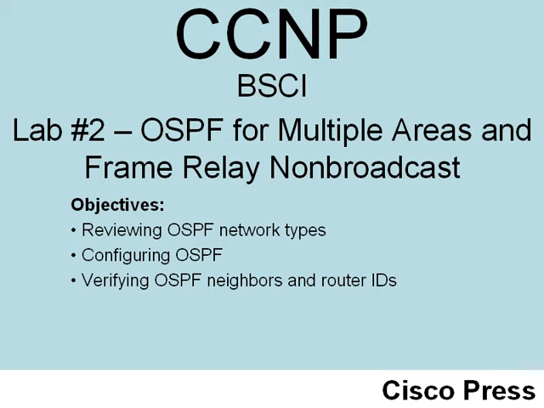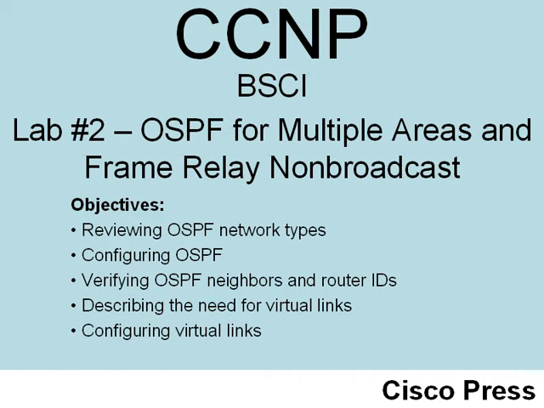And in our particular topology, the way the areas are laid out, we're going to see that we have a need for a virtual link. We'll talk about why we might need a virtual link and see how we can configure a virtual link. And finally, after we do configure this virtual link, we should have full reachability throughout the network. And we'll see toward the end of this lab how to verify that end-to-end connectivity.